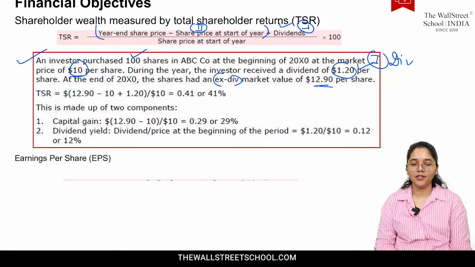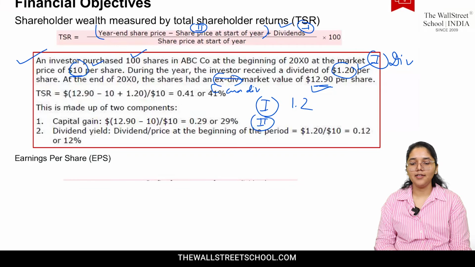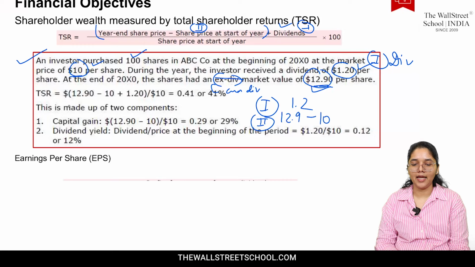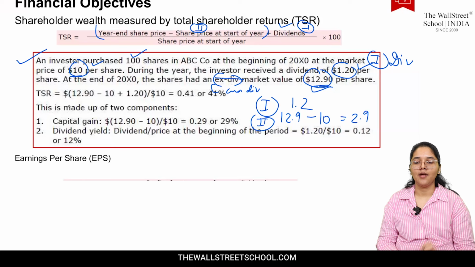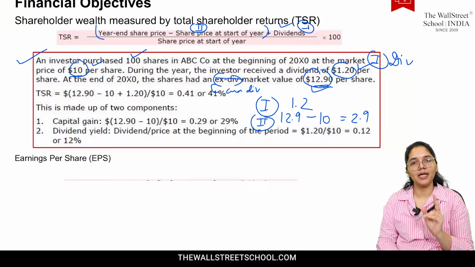Now, this ex-dividend and cum-dividend, these are a few terminologies which we are going to get familiar with further. For now, you can even ignore this term. The shares, you can say, have now a market value of 12.9. So this means the investor has gotten returns in two ways. Firstly, the investor has gotten a dividend. Dividend is 1.2. Then the second kind of return is he bought the share at 10 and now the same share is 12.9. He bought it at 10. That means he has made a gain of 2.9. So these are the two kinds of income that the shareholder has received from the company in this year.